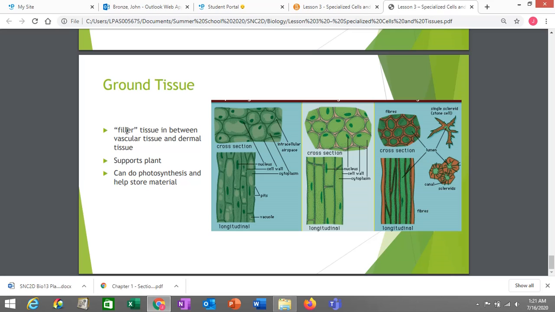So what is ground tissue? It's the filler, right? It's the material that fits in between the vascular tissue and the dermal tissue. It's what makes your plant solid. It's important in maintaining the structure of the plant so that it's not hollow inside, so that it's strong to stand up. But it also has other roles as well. Some of these cells can do photosynthesis, and some of them are able to store material. So basically think about it as structural support, storage, and photosynthesis.